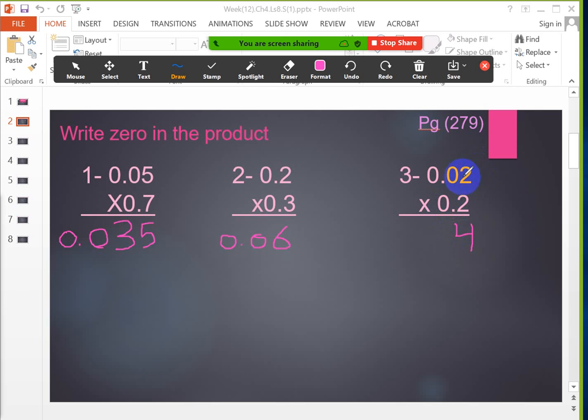No. I have here 2 digits after the decimal point. I have here 1. That means I have to move the decimal point 3 digits. I have only 1 digit here, so I have to put 2 more digits and fill those digits with zeros. So the final answer will be 0.004. Thank you, Reem. So it will be 4 thousandths or 0.004 as you said. Girls, if you finish, please type 1 in the chat.